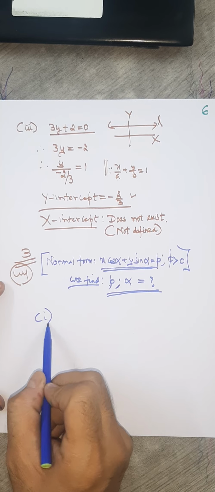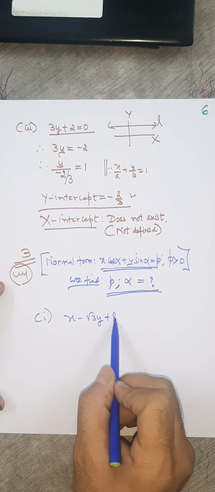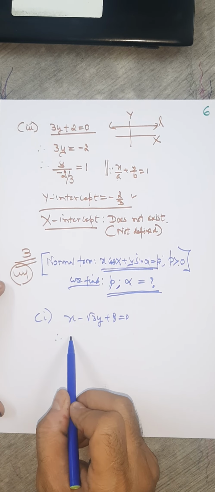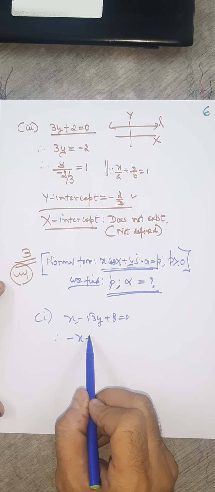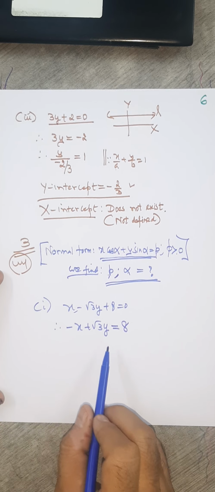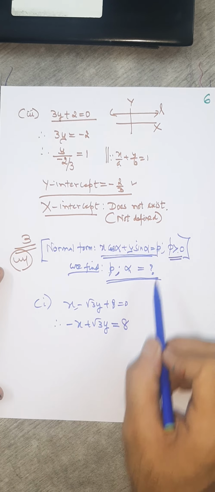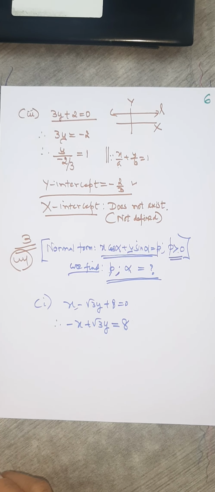listen, the first question is x minus root 3y plus 8 equals to 0. First I'll take the constant on the right hand side, but it should be positive. So in short, I'll take these two terms on the other side: minus x plus root 3y equals to 8. Have you realized what I did? The constant should be positive, the right hand side term should be positive, so I took these two expressions on the other side.